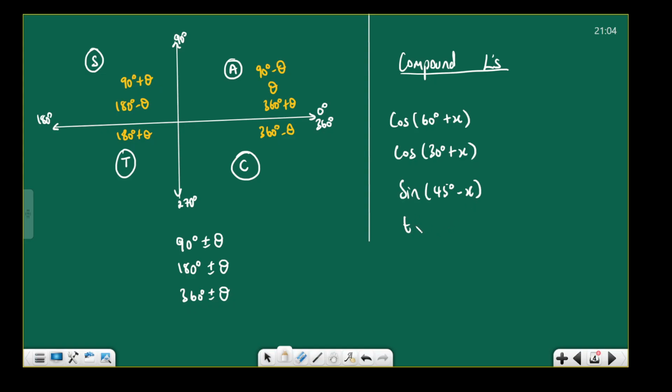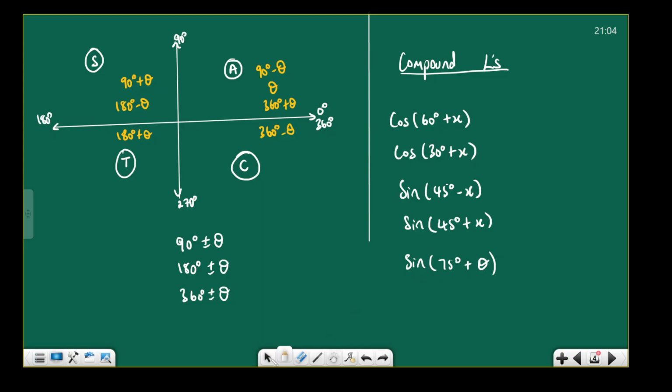What if I give you sine 45 degrees plus x? How would you reduce that? What if I give you sine 75 degrees plus x or plus theta? How would you reduce that? As you can see, you have 60, 30, 45, 75. These are angles that are not part of the reduction formulas we have learned so far. So we have to know how to work with them. That's where compound angles come into play.